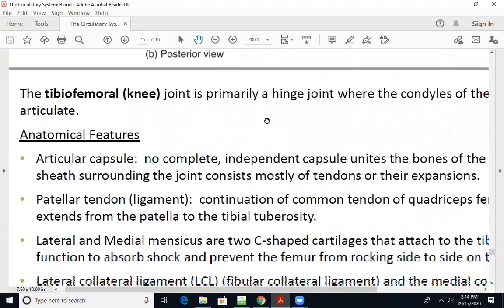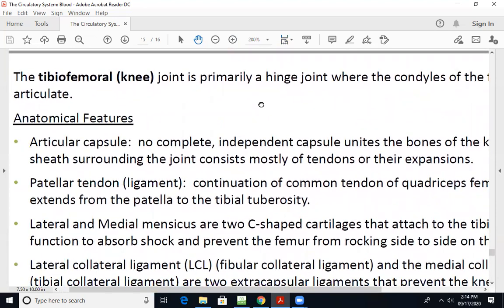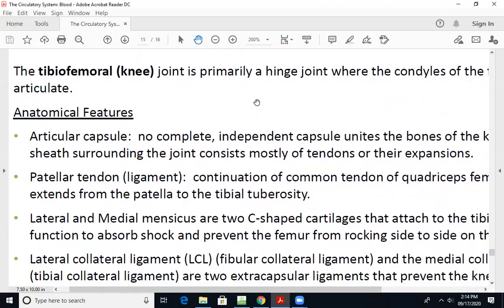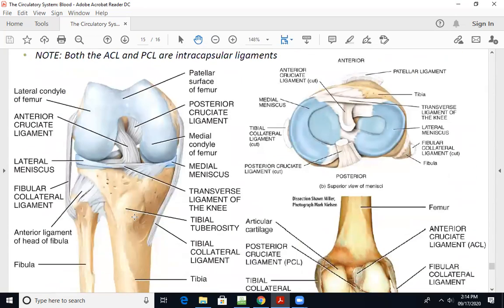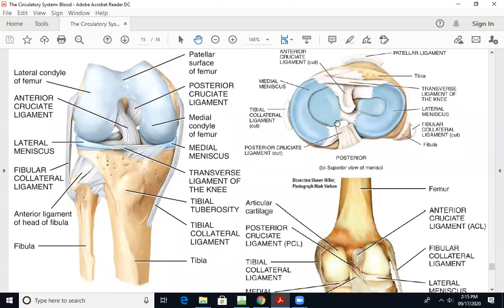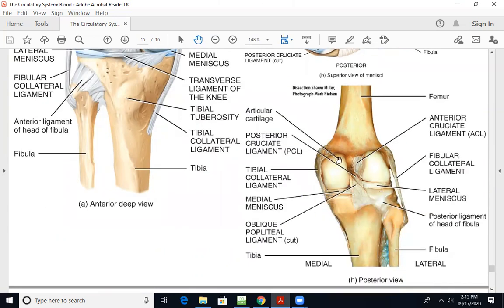Okay, probably the most complicated joint for what you will have to know is your knee joint, or tibiofemoral joint, primarily a hinge joint between the condyles of the femur and the condyles of the tibia. There is no complete articular capsule that unites the bones of the knee. The ligamentous sheath surrounding the joint consists mostly of tendons or their expansions. So we don't have it here in our anterior view. We don't show it in the superior view where the femur's been removed. We don't show it here in the posterior view, which is actually from a cadaver.